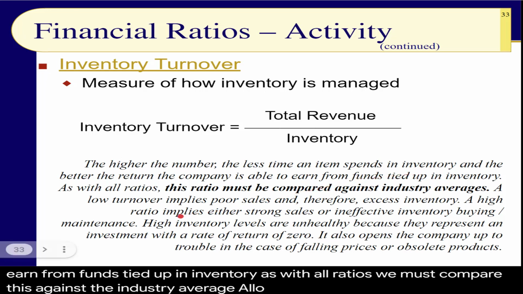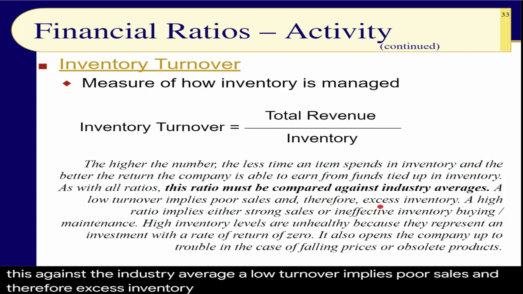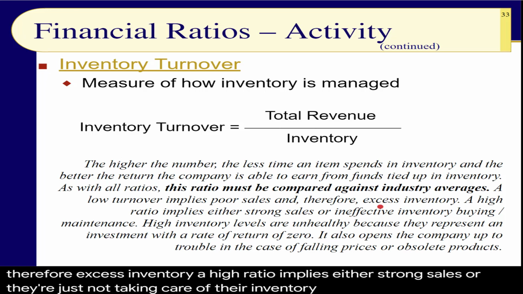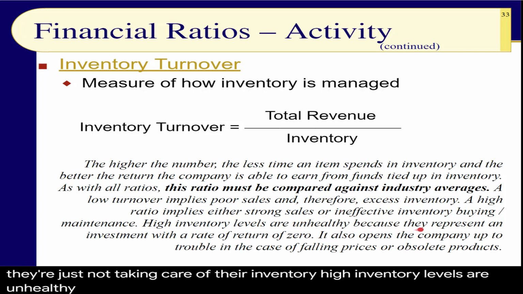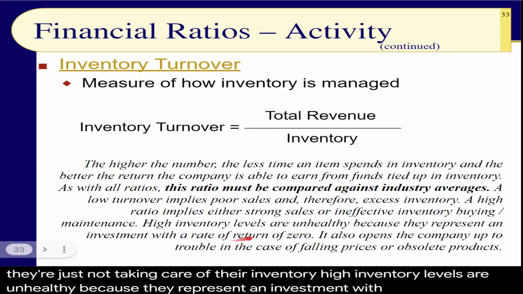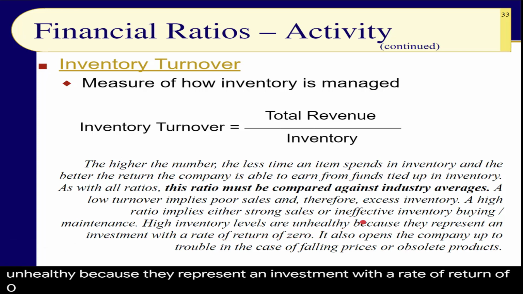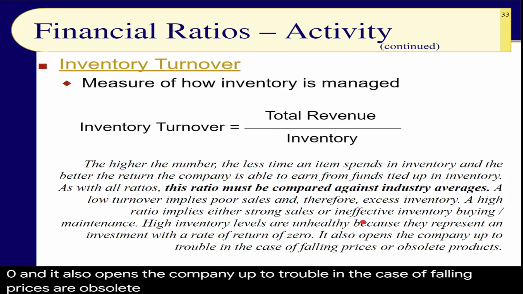A low turnover implies poor sales and therefore excess inventory. A high ratio implies either strong sales or they're just not taking care of their inventory. High inventory levels are unhealthy because they represent an investment with a rate of return of 0. And it also opens the company up to trouble in the case of falling prices or obsolete products, as we discussed with the quick ratio.